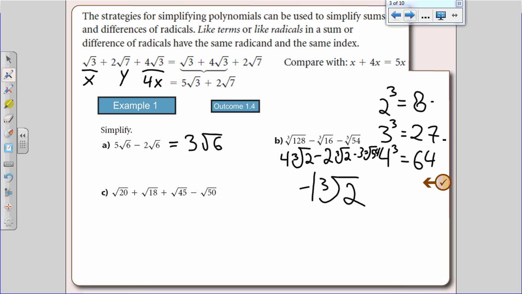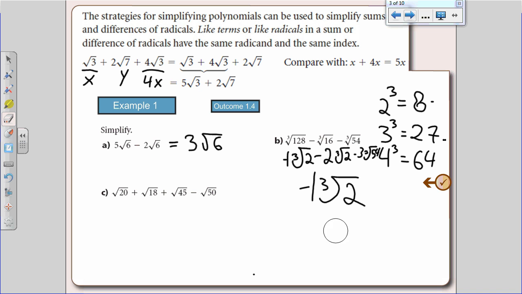Okay, let's try, I can't extend my page. Let's try the next one. We have square root of 20, square root of 18, square root of 45, and square root of 50. What chart do we need? Perfect squares. The perfect square chart.